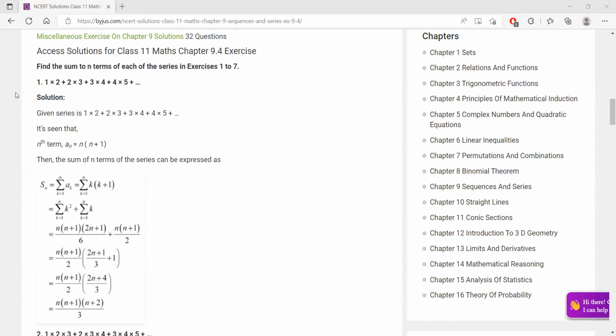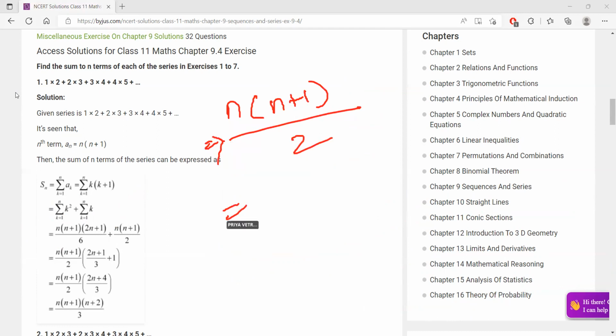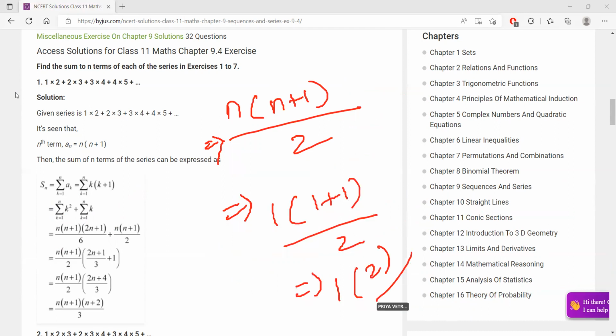I'll show you how. For example, you assume this as the sum of n terms. You try substituting 1. What happens? It's 1 into 1 plus 1 divided by 2, which means it's 1 into 2 by 2. So you will get 1. So the very first term, you got 1.